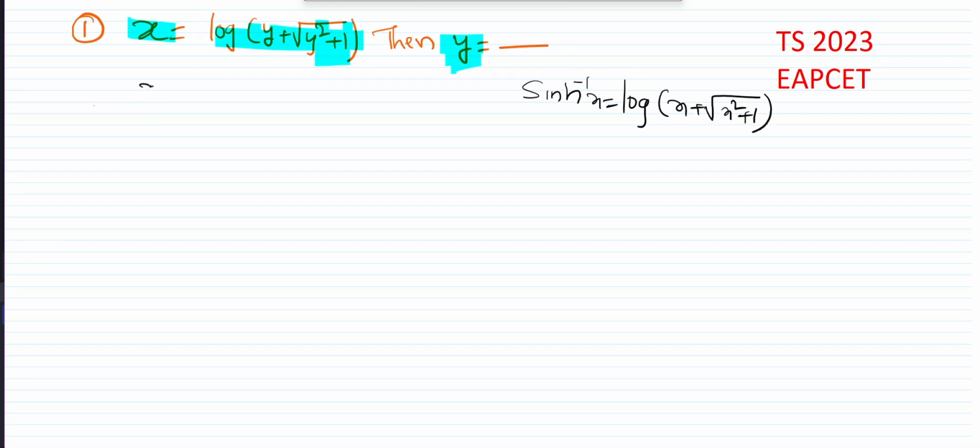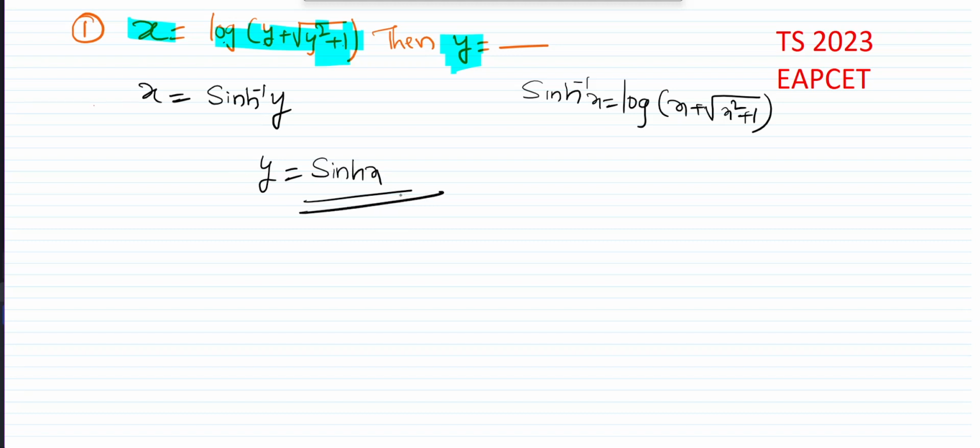So here x is equal to log of y plus square root of y square plus 1. This value is sinh inverse y. From this, y is equal to sinh x. This is the value of y. Y value is sinh x.